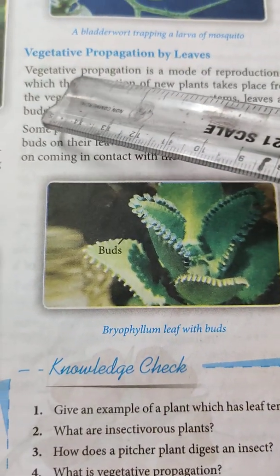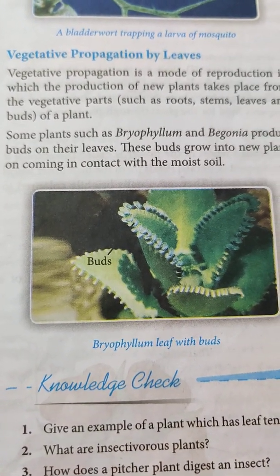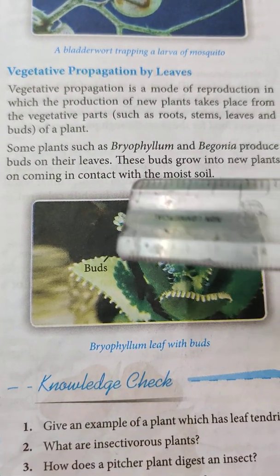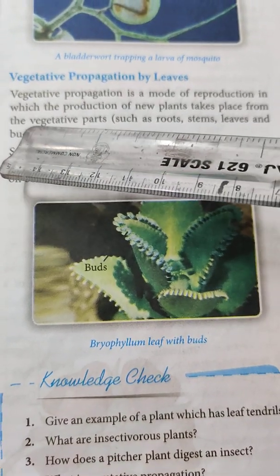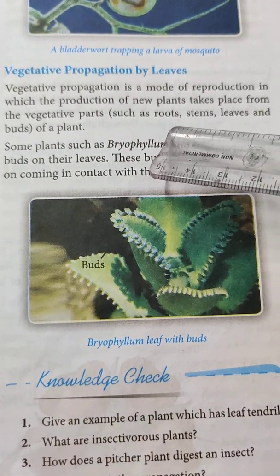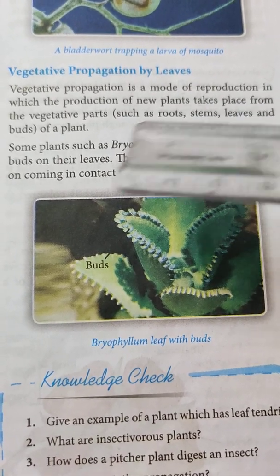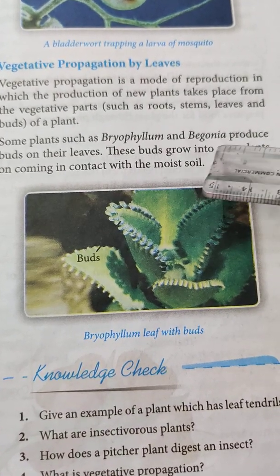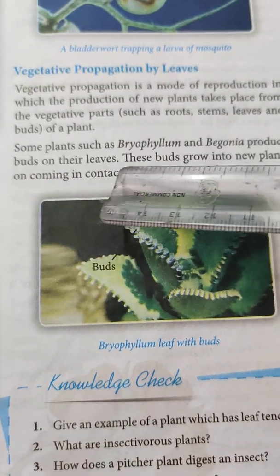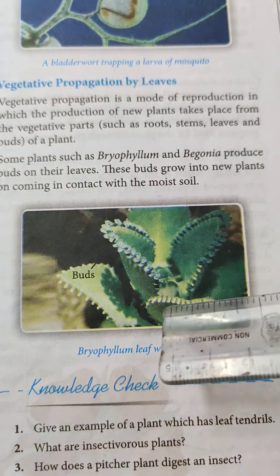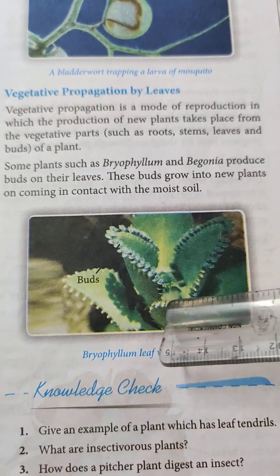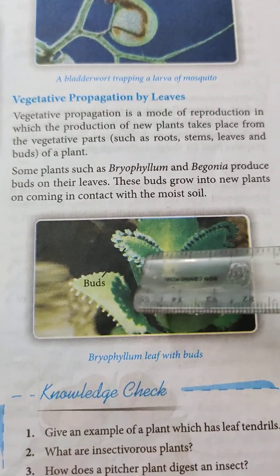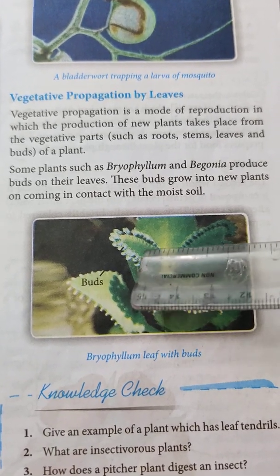Now we come to vegetative propagation by leaves. Vegetative propagation is a mode of reproduction in which the production of new plants takes place from vegetative parts of the plants, such as roots, stems, leaves and buds of the plant. Some plants such as bryophyllum and begonia produce buds on their leaves. These buds grow into new plants. See in this diagram, these are the buds which are produced, and these buds grow into new plants when they come in contact with the moist soil.